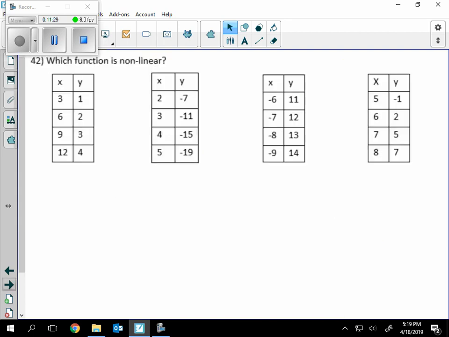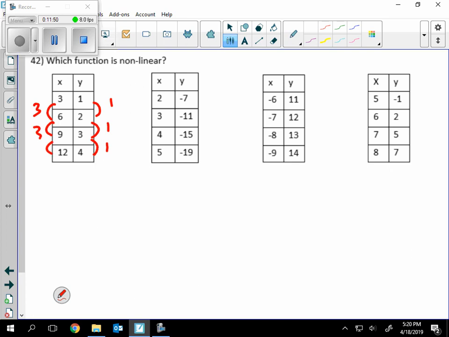42. Which function is nonlinear? So basically, I want to have a non-consistent slope. Let's go get slope. When I look at my y's on the first one, I'm going up 1, plus 1, plus 1. When I look at my x's, I'm going up 3, 3, and 3 again. So this one is linear.